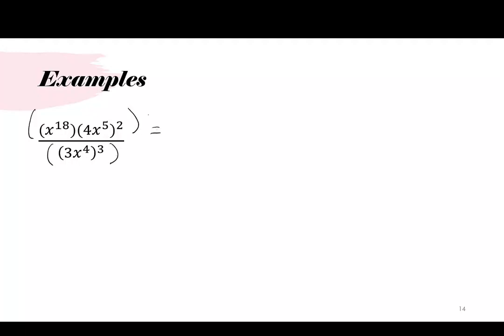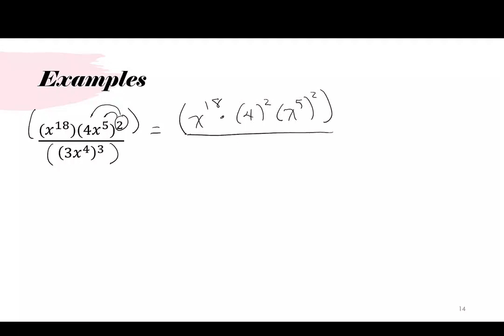As I look in the numerator, let's hold on to the x to the 18th and think first I need to square everything. Now, as you're squaring everything, you are distributing to the two terms. So I do have 4 squared, and then I have x to the 5th squared. On the bottom, I have 3 cubed, and I have x to the 4th cubed. And if you think about why did that happen? Because what does it mean?